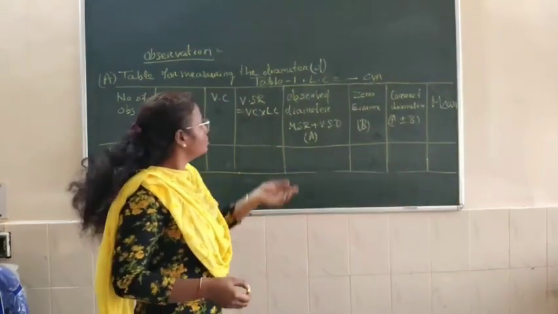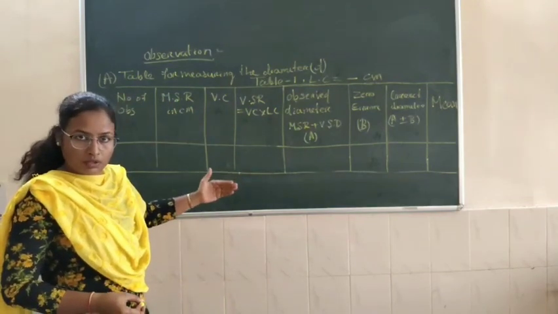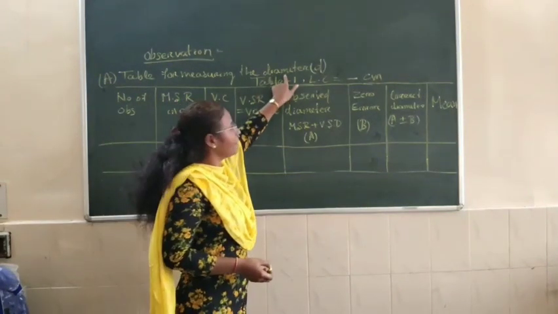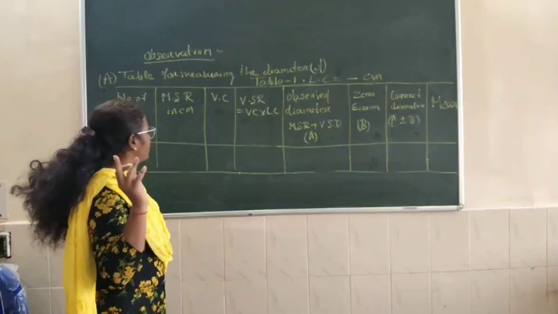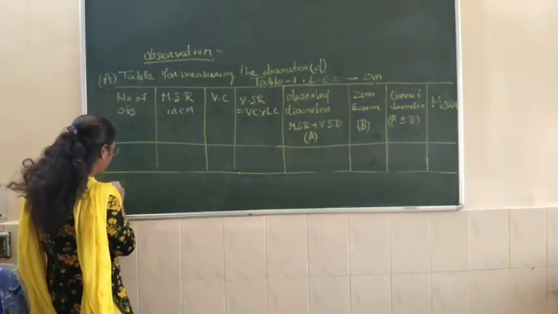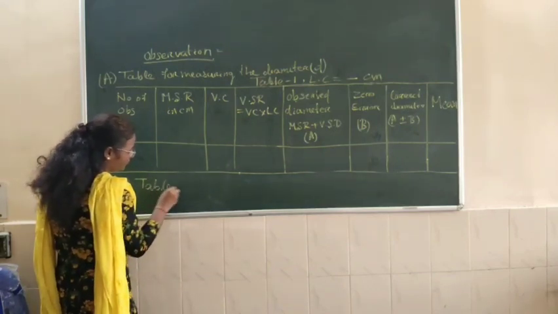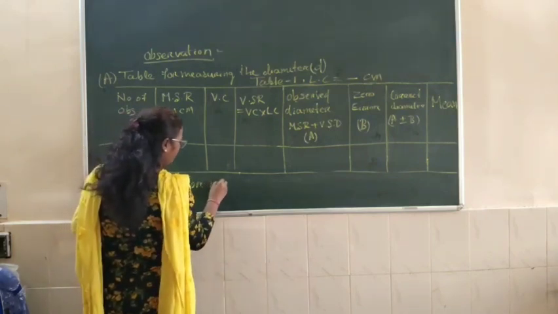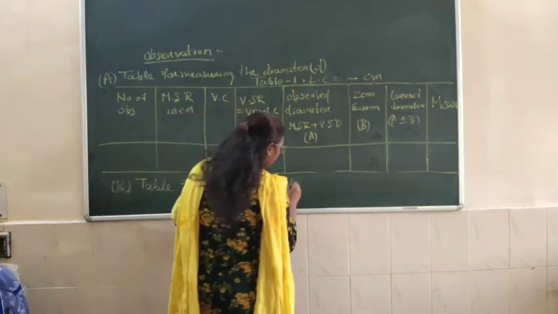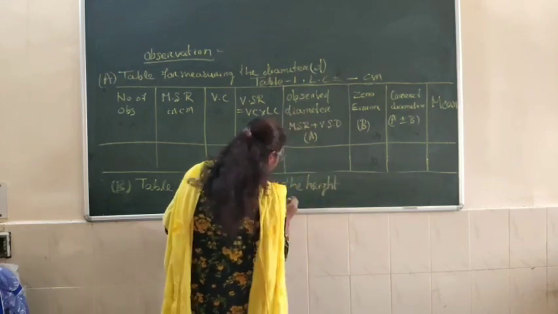Likewise, as you have to find out the diameter and height, you need to do two tabulations. If this one is table 1 in which you are finding the diameter, you need to make a second table similar to this one, which will be the table for measuring the height, which will be table 2.